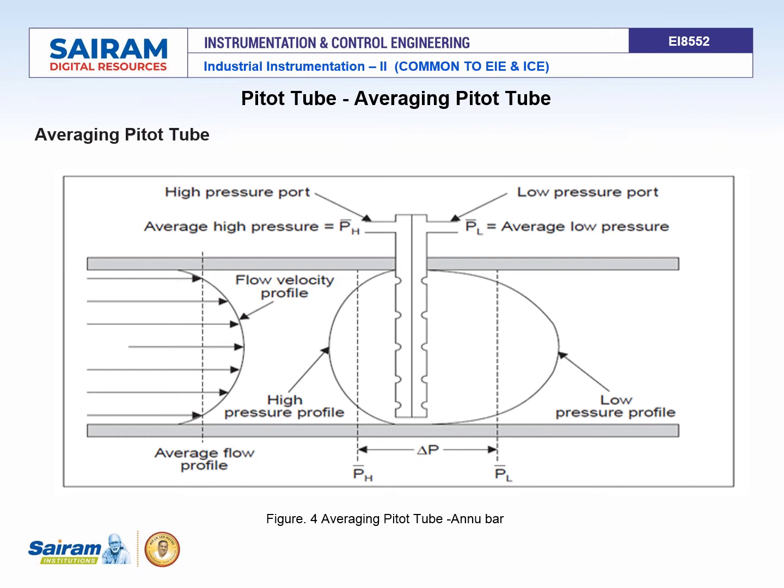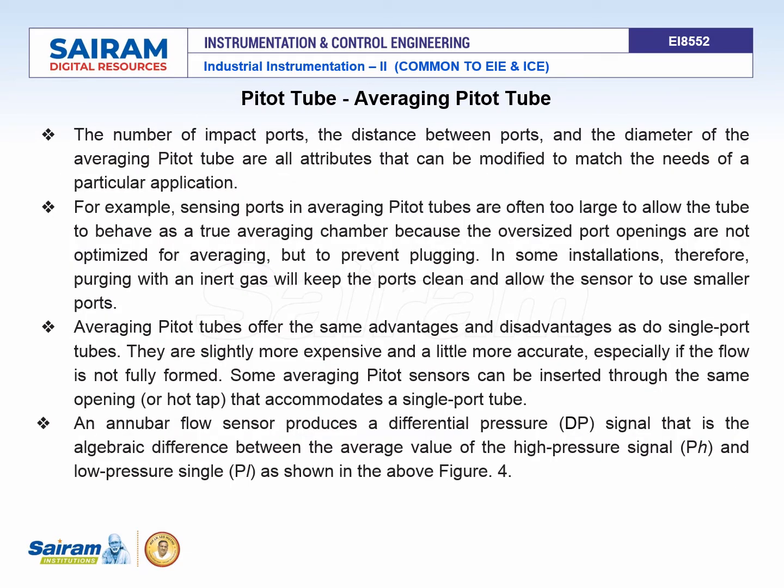And this shows the averaging pitot tube diagram. We can see the two ports. One is the high pressure port and another is the low pressure port. In the high pressure port, we can measure the average high pressure, and in the low pressure port, the average low pressure. So we can see the low pressure profile and high pressure profile, that is PH and PL. Finding the difference between the different pressure profiles, we can find the average value of both, and we can find the average flow rate.